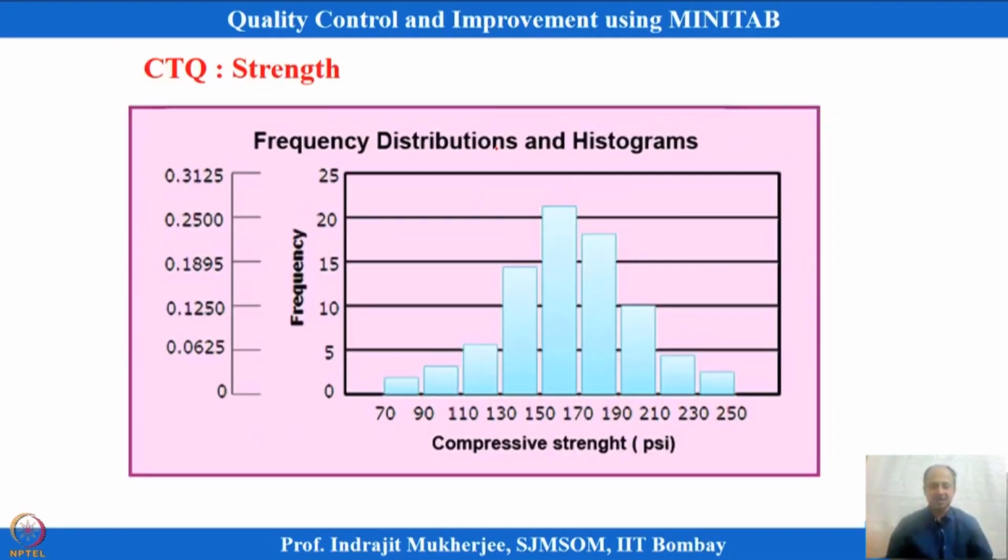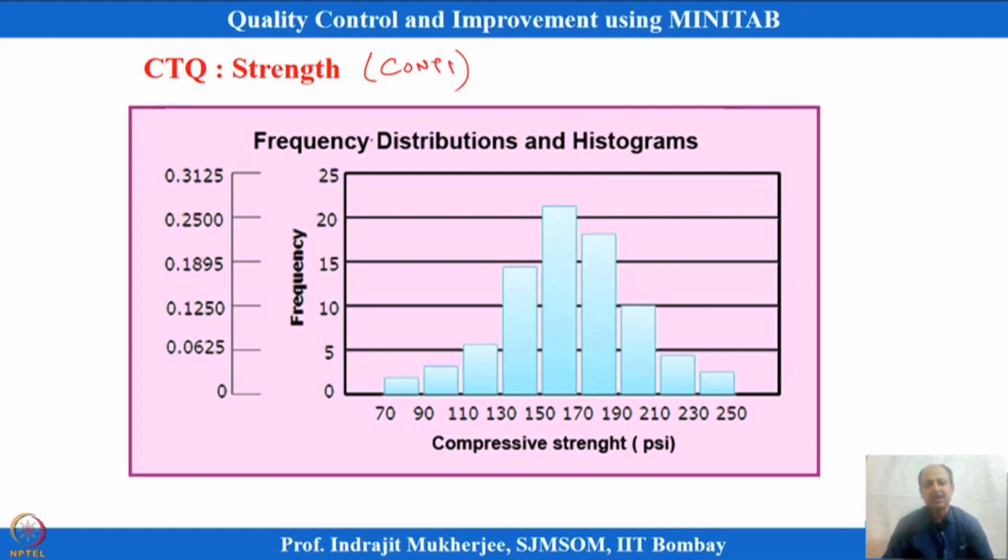Now, CTQ can be strength, as I mentioned earlier. And you may have done some basic course on statistics. The process outputs coming out of the process can be, let us say, 100 products I have measured, and I have measured the strength. Then I can represent that diagrammatically. That is generally done. So, CTQ is a continuous variable.